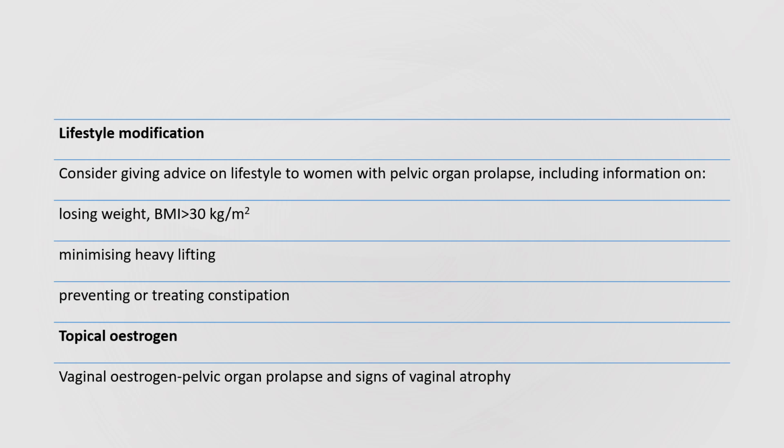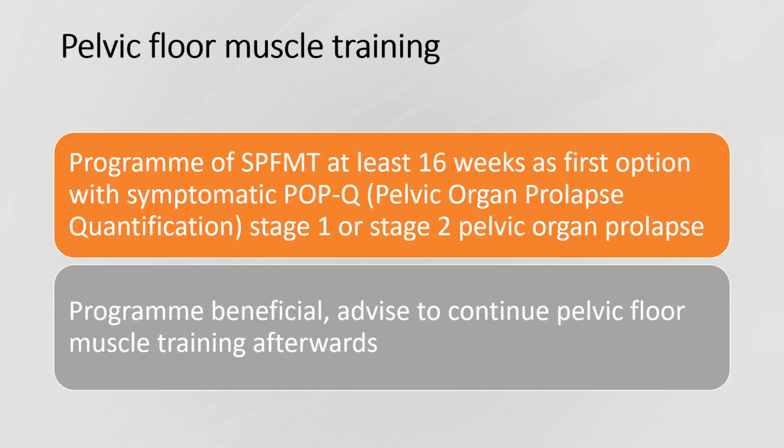Topical estrogens, like vaginal estrogen, can help with pelvic organ prolapse and signs of vaginal atrophy. Pelvic floor muscle training is a program of supervised pelvic floor muscle training of at least 16 weeks as the first option for symptomatic POP-Q stage 1 or stage 2 pelvic organ prolapse. If they have found the program beneficial, advise them to continue pelvic floor muscle training afterwards.